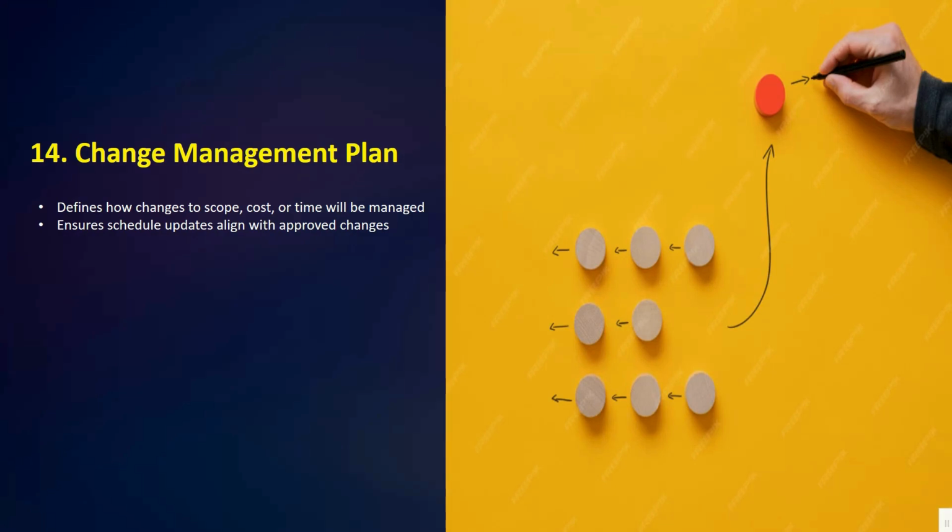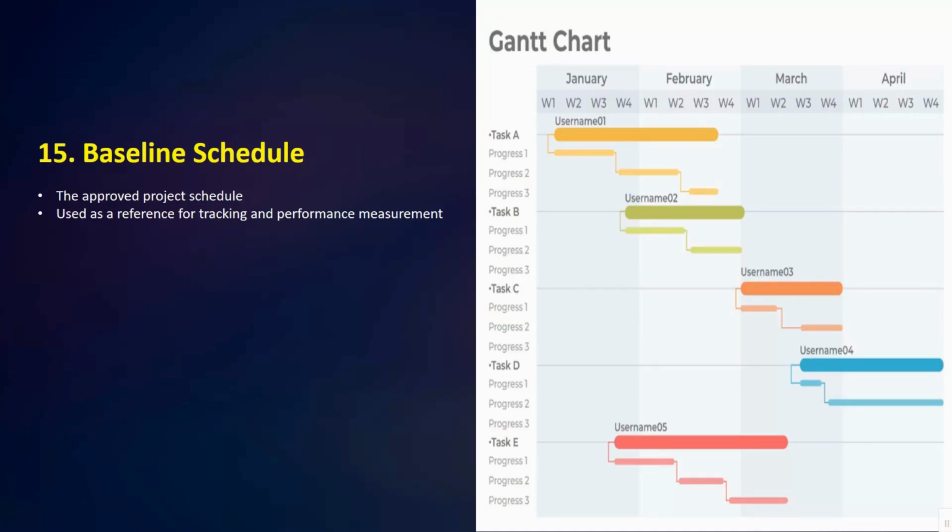Projects often experience changes in scope, cost, or time with the passage of time. So the change management plan defines how these changes will be reviewed, approved, and updated in the schedule. So this ensures that the project stays aligned with the agreed procedures. Okay.